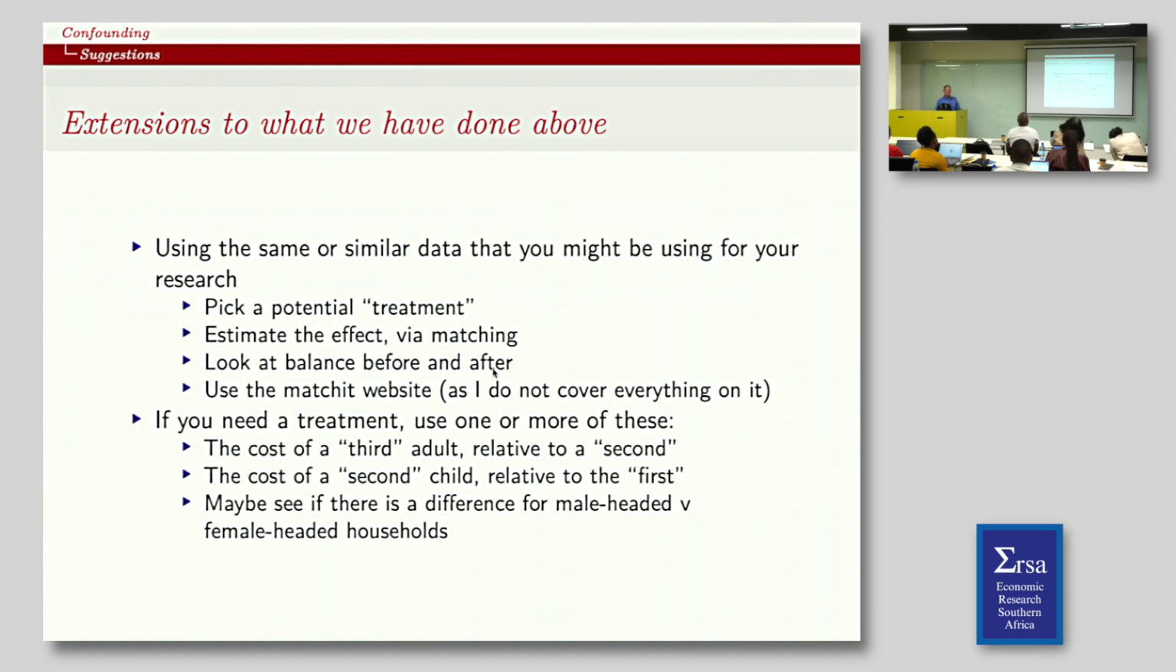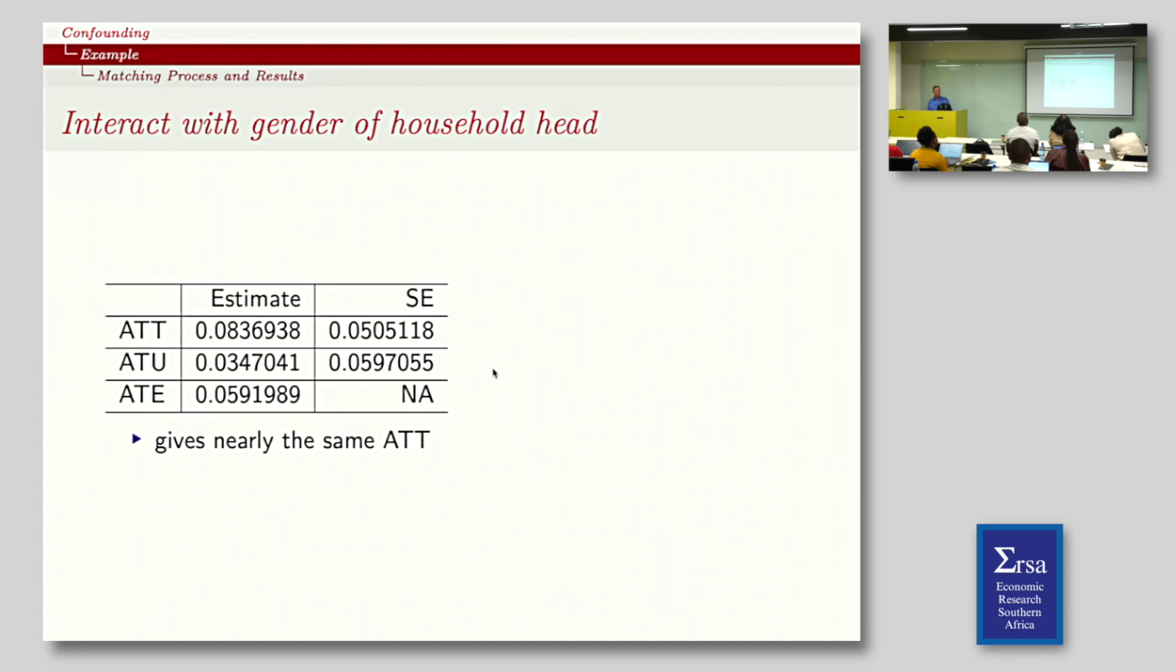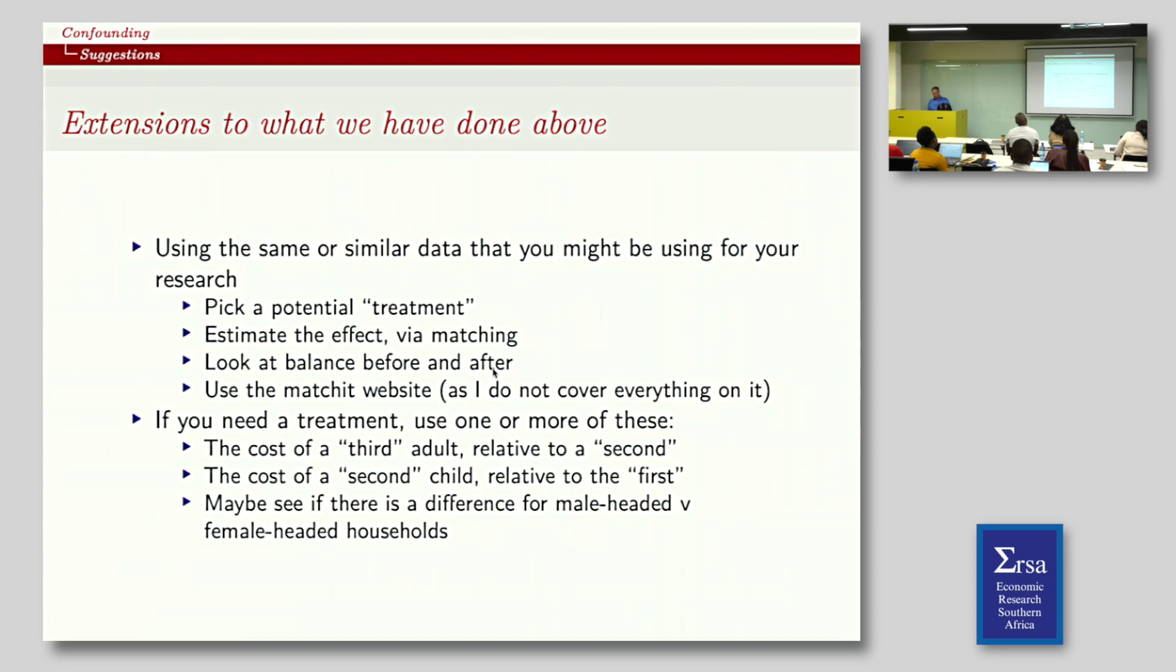I have loaded the data I use this for, so you can actually replicate exactly what I've got if you want. Or you can try to do something slightly different, like look at the cost of the second child or the third child. I just haven't given you any code yet.